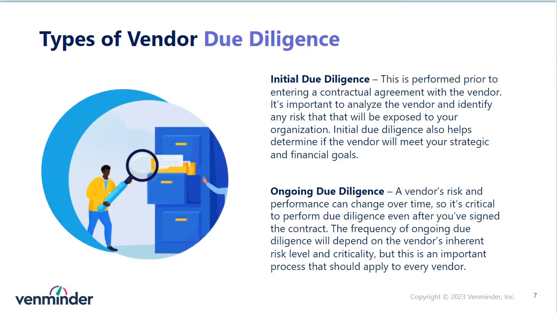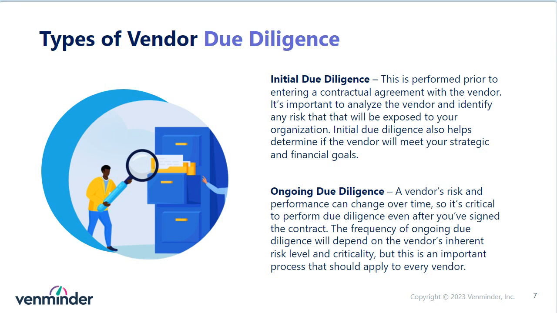Types of vendor due diligence. Initial due diligence is performed prior to entering a contractual agreement with the vendor. It's important to analyze the vendor and identify any risk that will be exposed to your organization. Initial due diligence also helps determine if the vendor will meet your strategic and financial goals.